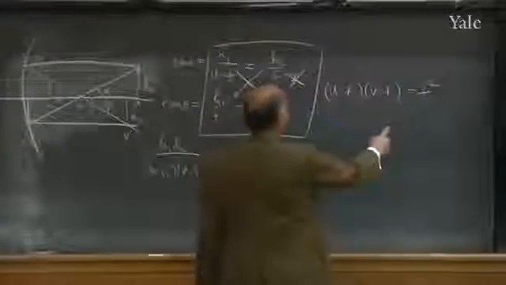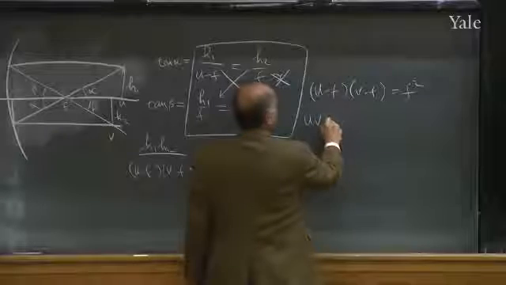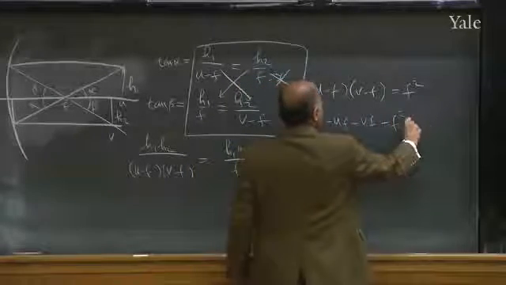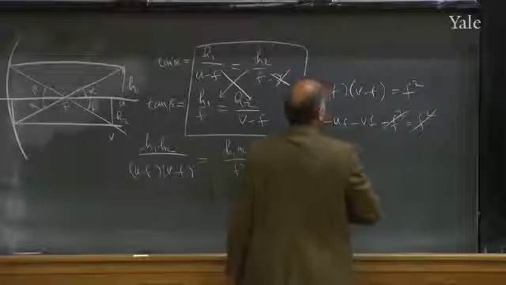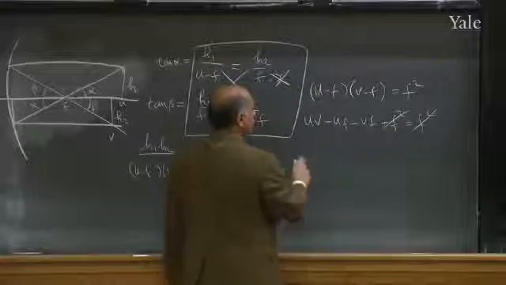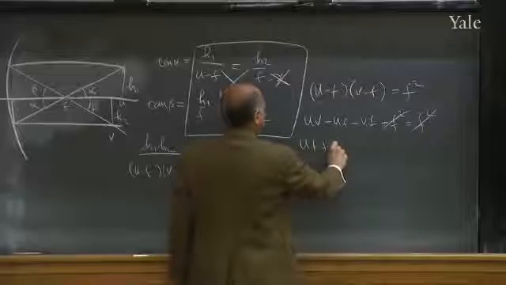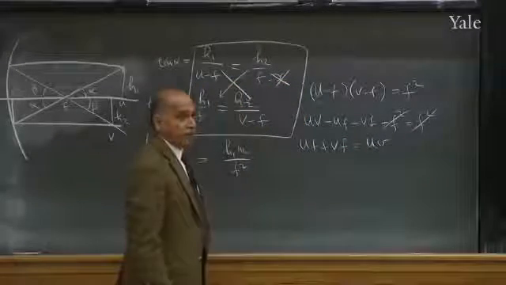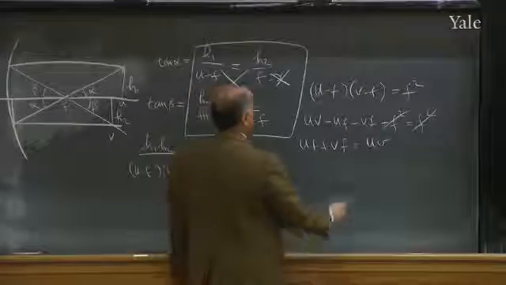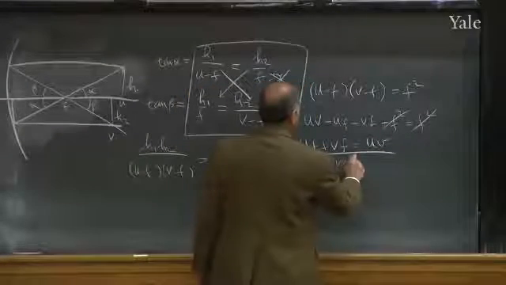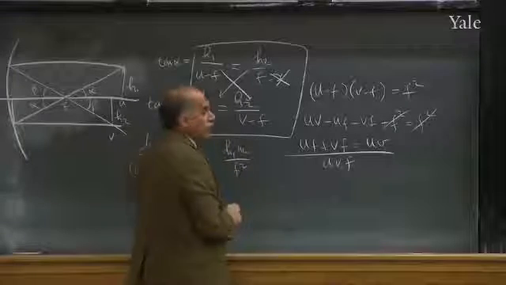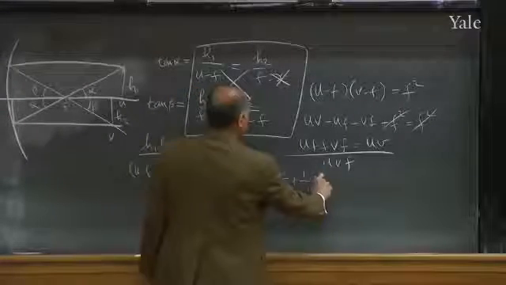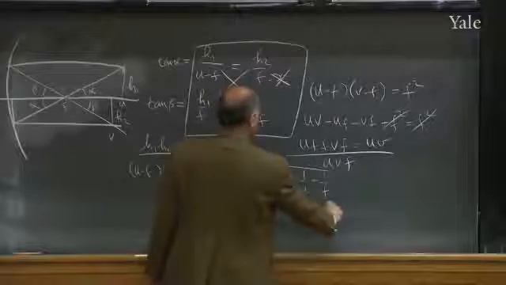So let's open out the brackets. So I get uv minus uf minus vf plus f squared equals f squared. You cancel that guy. Then you get uf plus vf equal to uv. Now divide everything by uvf. If you divide everything by uvf, you'll get 1 over v plus 1 over u equals 1 over f.